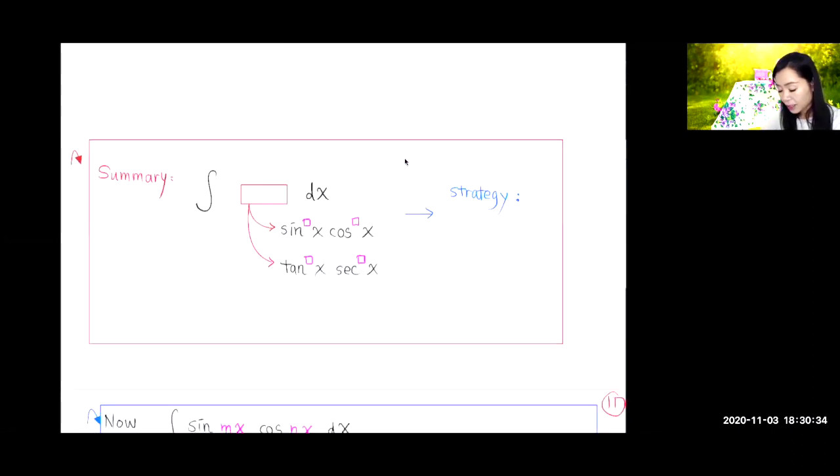Now to summarize it, when the function that we integrate is of either this form or this form, the strategy that we use will be the safe method. And also when the exponents for sine and cosine here are both even, then we use a half angle formula. Okay, safe method or half angle formula.